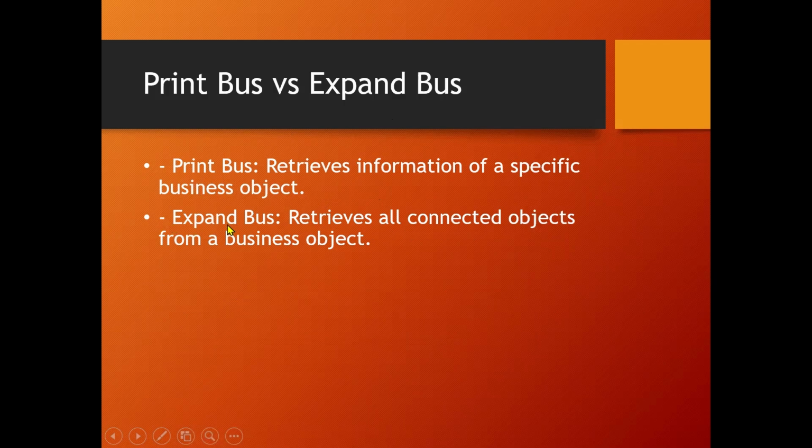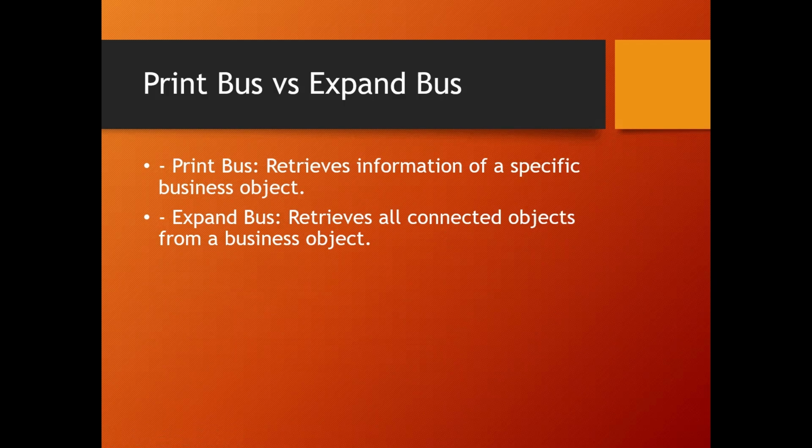And expand bus is used when we want to get the information about all the connected objects. Suppose there is an object A and we want to get information about the B and C objects which are connected to object A. Then we can use this expand bus. And suppose we want to get information about A object only, then we'll use the print bus. So this is for the specific object and this is for the connected objects.